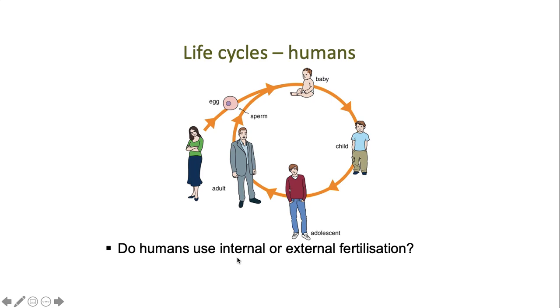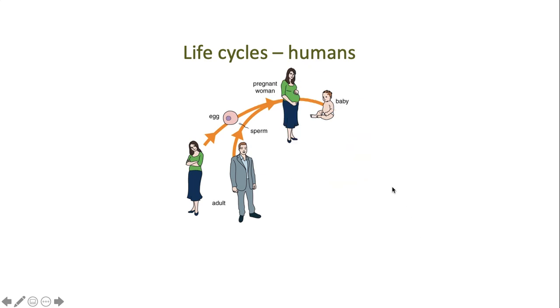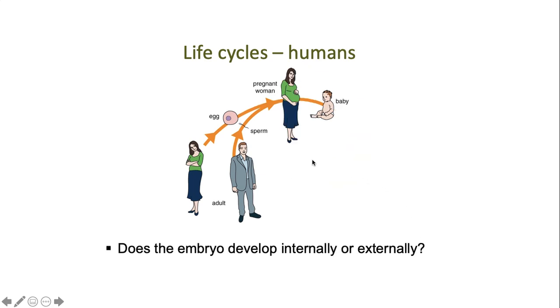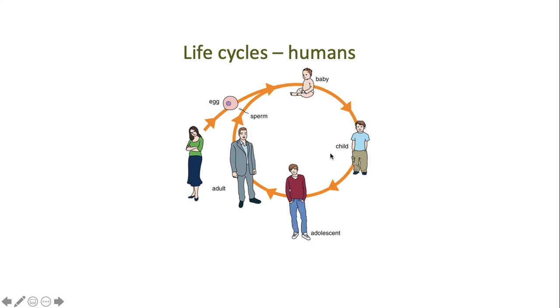So we use internal fertilisation. Do we need water for reproduction? No, we do not. Does the embryo develop internally or externally? We should know by now that it develops internally in the uterus, and it receives nutrition from the placenta. And what are the gametes? They are sperm and egg cells.